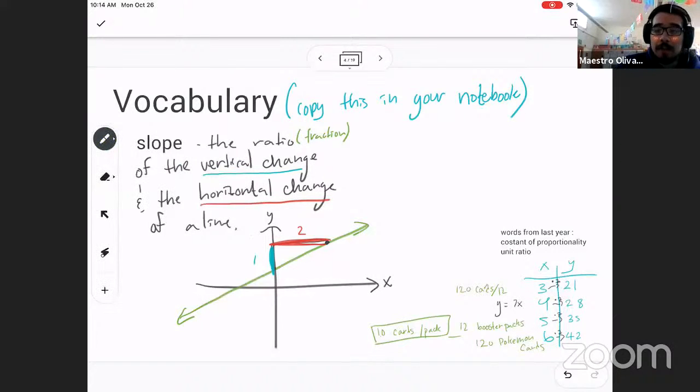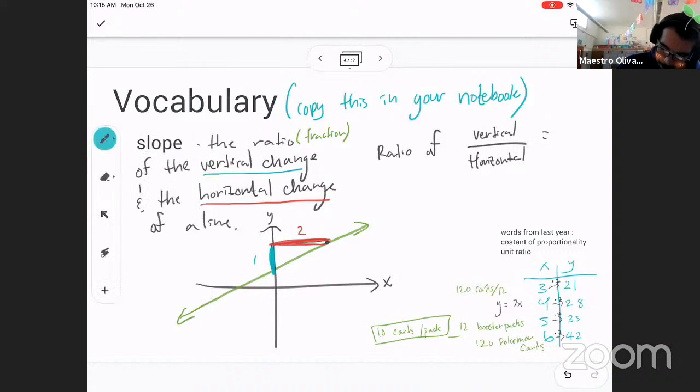So then the ratio of the vertical over horizontal would be the vertical is 1 and the horizontal is 2.